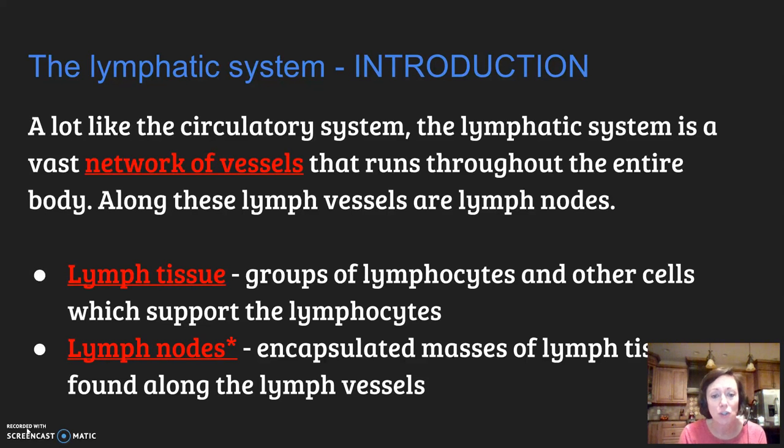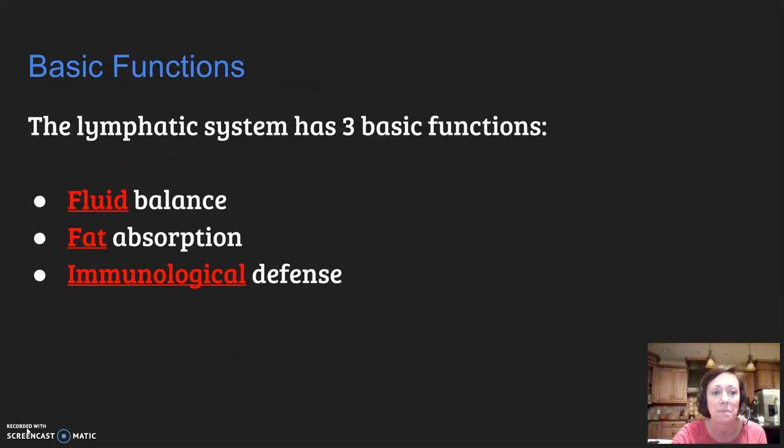So lymph tissue is groups of lymphocytes, which are a type of white blood cell, and some other cells that support the lymphocytes. So these lymph nodes are just encapsulated masses of lymph tissue that's found along your lymph vessels, and that circulatory system of the lymphatic system.